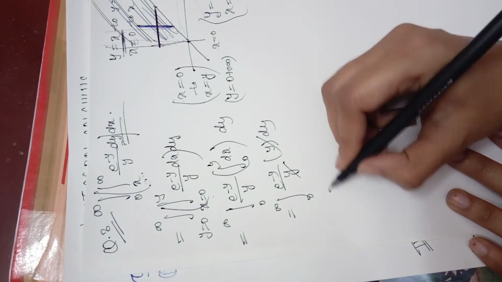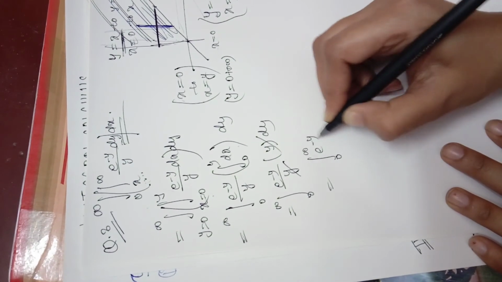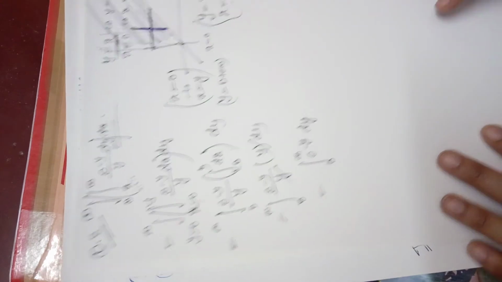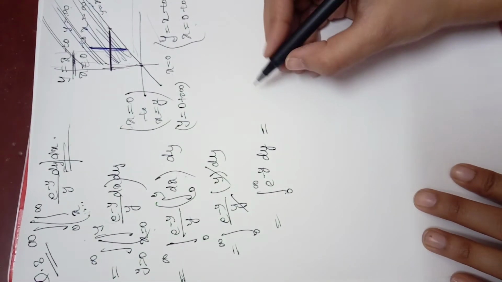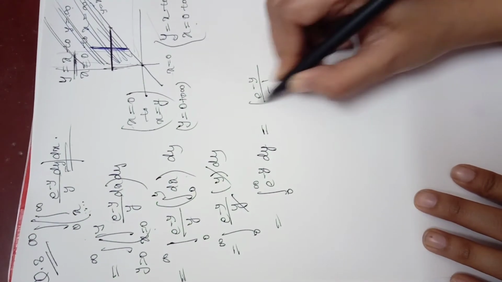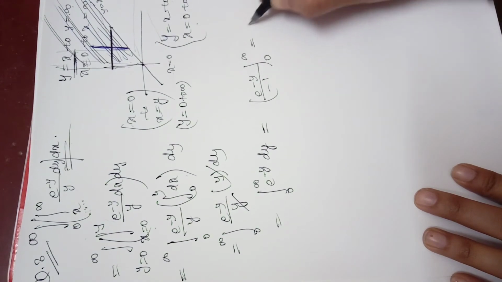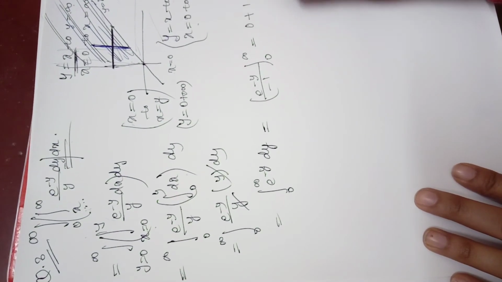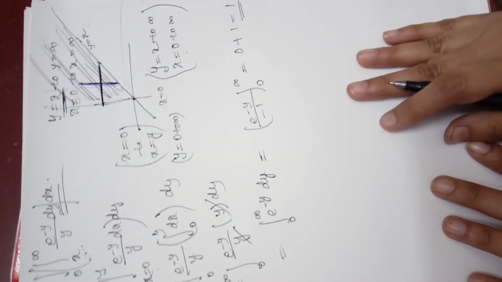And see, it gets cancelled. 0 to infinity e to the power minus y dy, right? And that is nothing but e to the power minus y with a negative sign, 0 to infinity. This is 0 first term plus 1. Answer is 1.